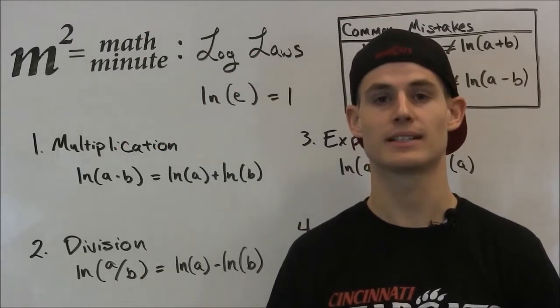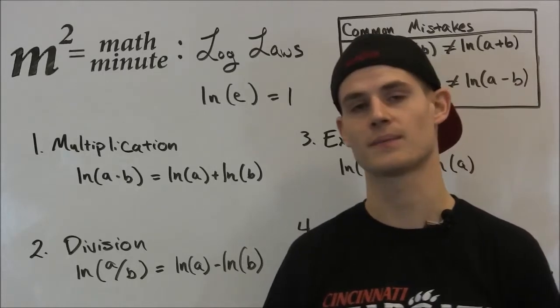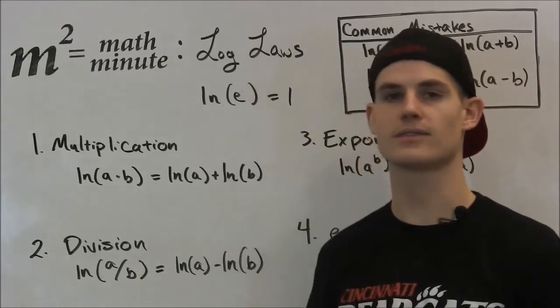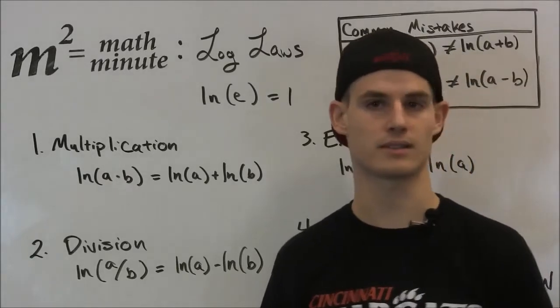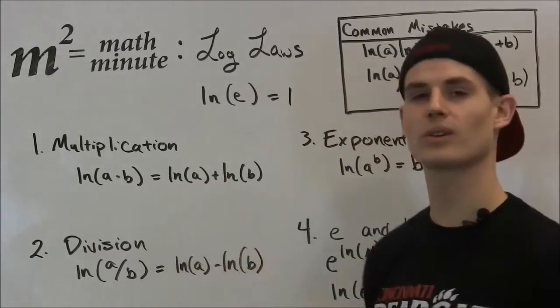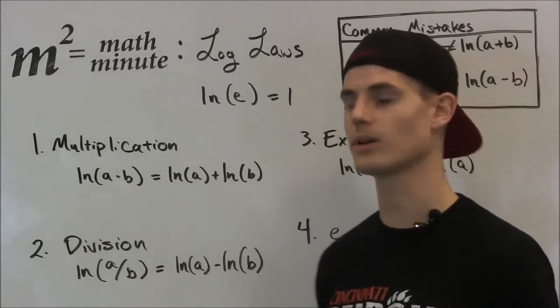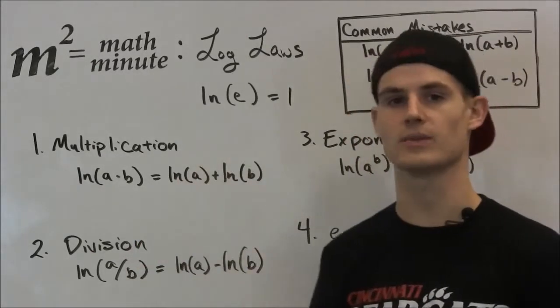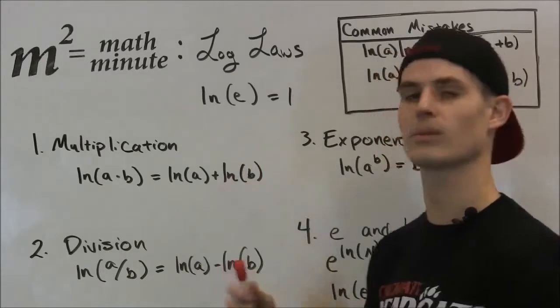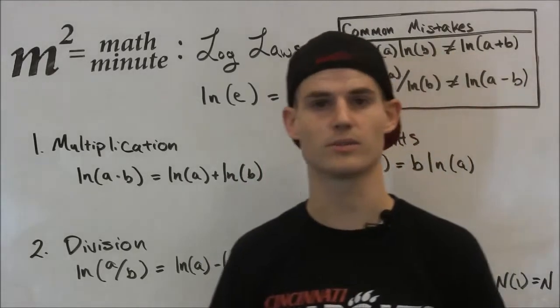My name is Adam, and today we're going to be talking about log laws. So what we're doing is we need to find out some quick tricks that we can use to solve equations that have logs in them. There are four sets of tricks that we're going to go over, but the first thing I want to say in review is that ln of e equals 1. That's just something we're going to use once, and I just want to make sure you remember that.